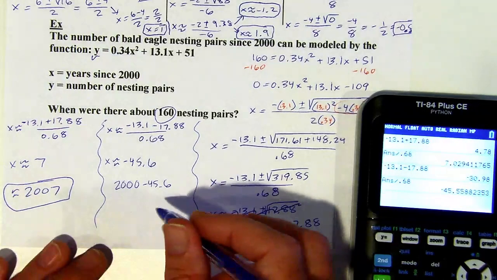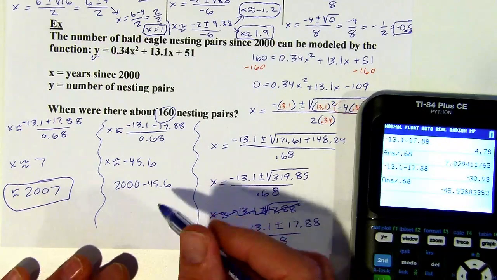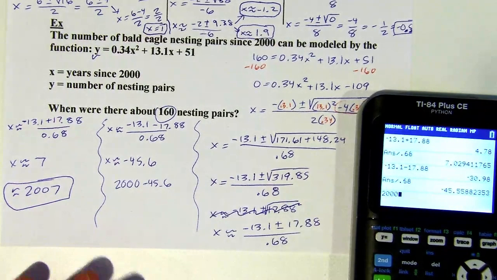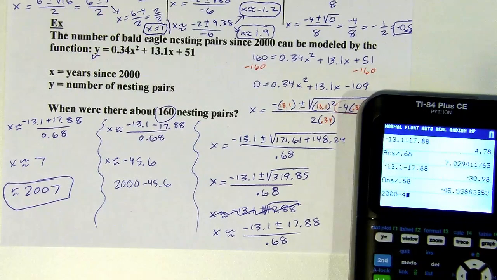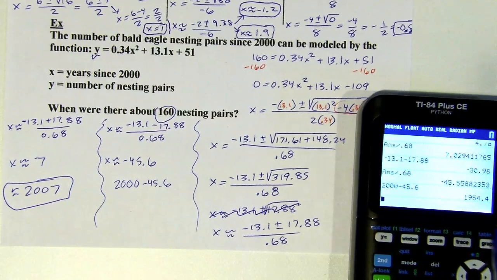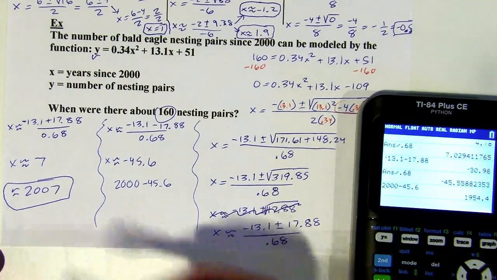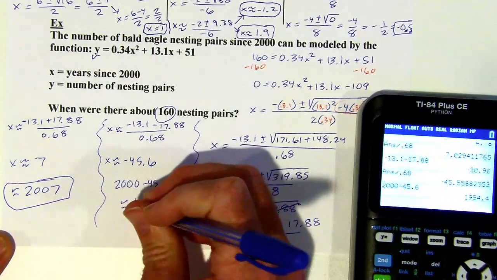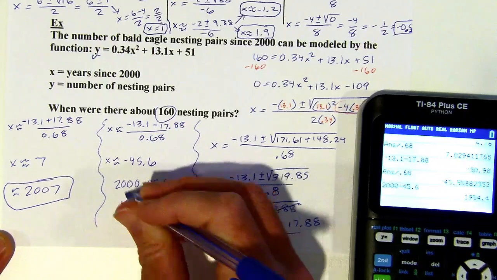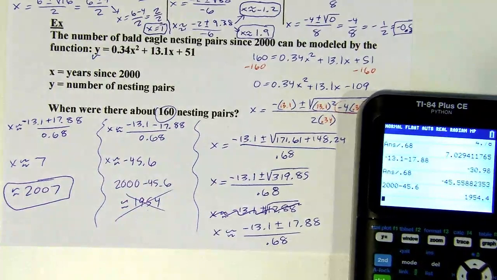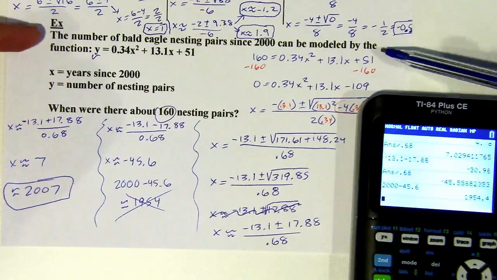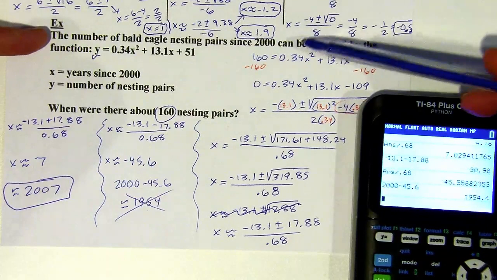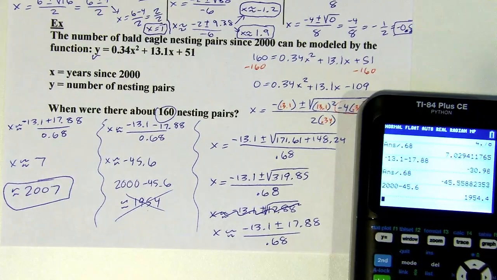So we don't want to go back in time. This would be, let's see, 2000 minus 45.6. That'd be about the year 1954. But we're only talking about years since 2000, so I'm going to throw that one out because of the way the problem is worded. It says years since 2000. Okay.